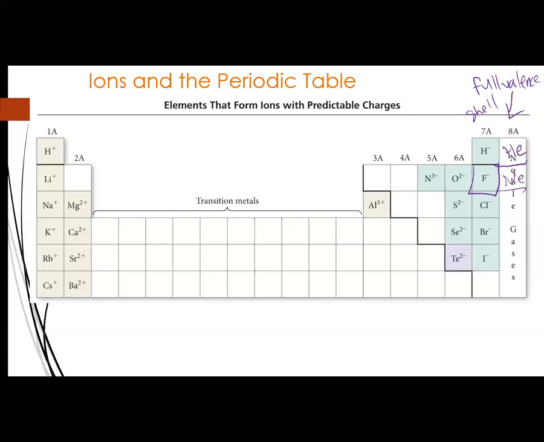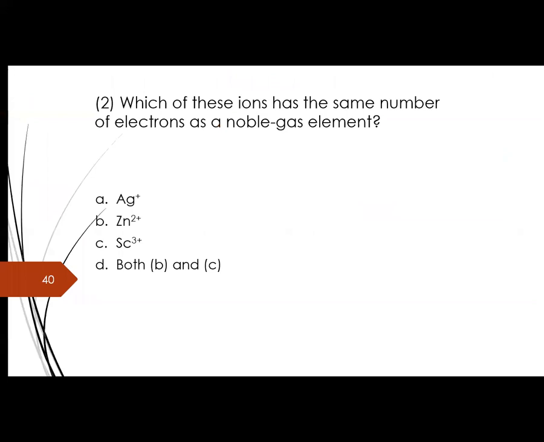It will look like it has 10 electrons. Oxygen will try to gain 2 electrons. One electron moves it towards fluorine, the second one will move it towards neon, and so on. So that's kind of how you get this idea about how many electrons get transferred. It's all about trying to end up looking like a noble gas. So which of these has the same number of electrons as a noble gas element? We have silver, we have zinc, we have scandium.